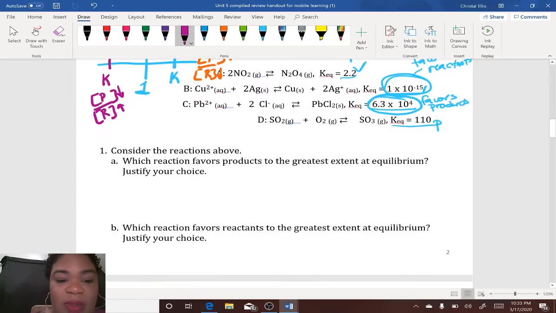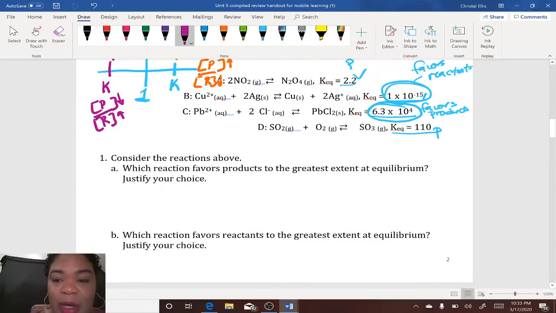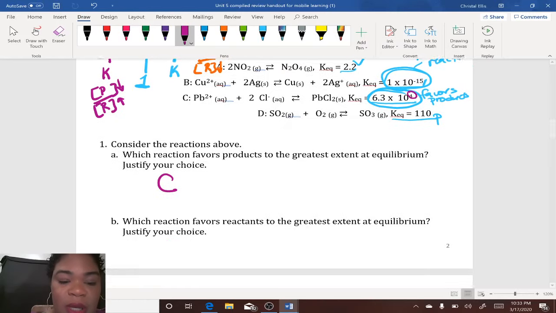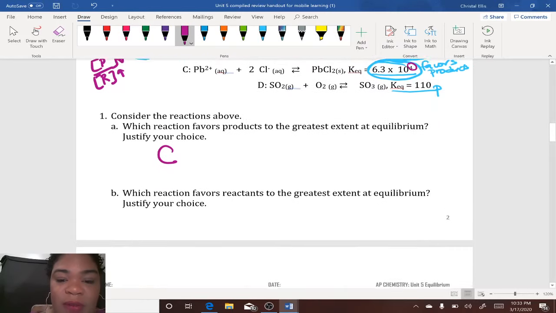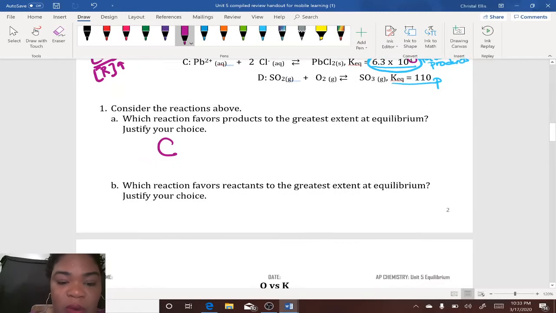So to answer this question, it says, which reaction favors products to the greatest extent at equilibrium? We're going to go with the largest number. So C would be the one that favors products because our Keq is significantly high. 6.3 times 10 to the 4th power has about 3 zeros, so we know that that's the largest number. And which reaction favors reactants? The only one that has a negative number or number less than 1 is B. So we would go with B.